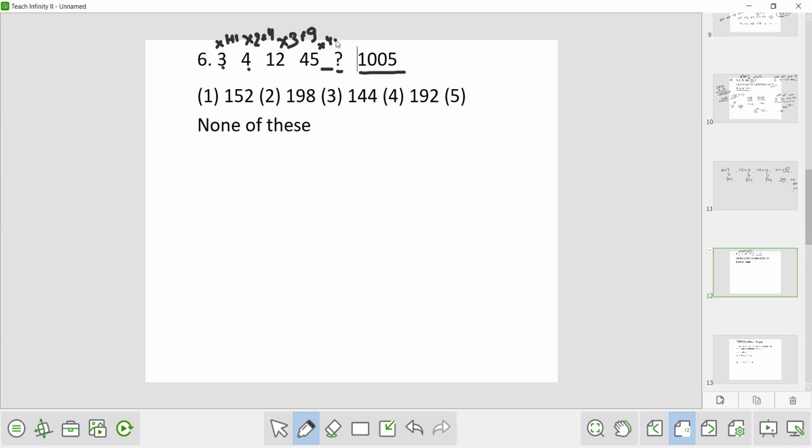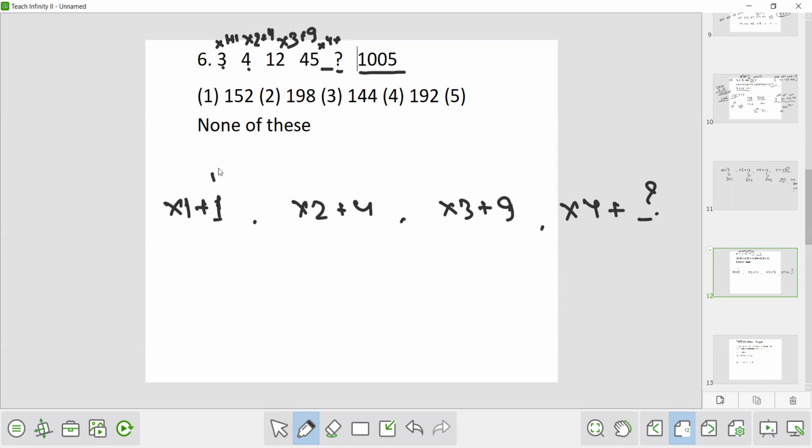So into 4 plus, now the rule is confirmed: into 1 plus 1, then into 2 plus 4, then into 3 plus 9. So what will be the next number? The next number will be into 4 plus how much? Now here we see that it's 1. 1 means 1 square. 4 means 2 square. 9 means 3 square. So here what will be 4 square? That will be 16. So into 4 plus 16.